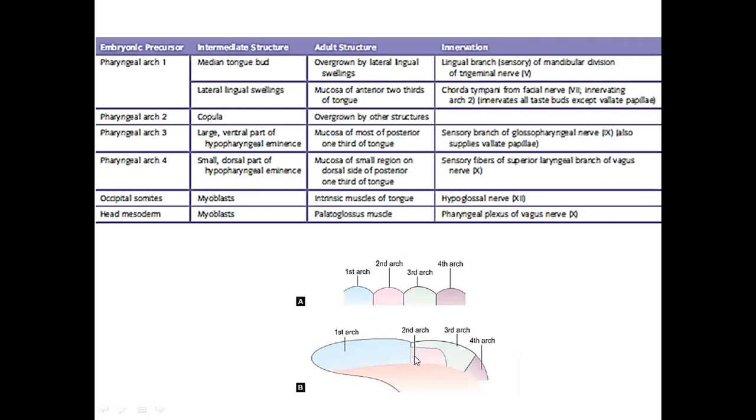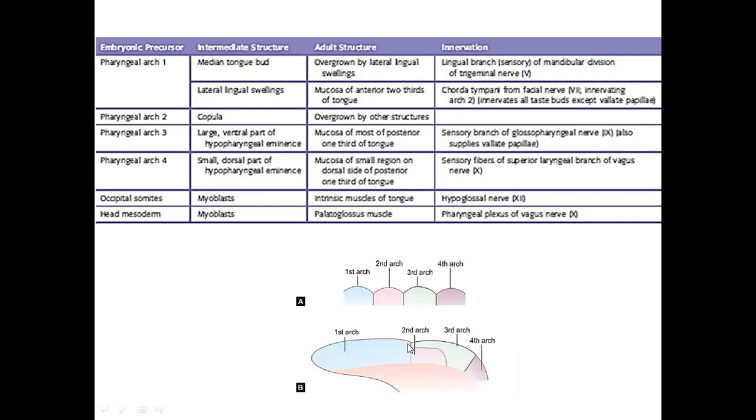Then comes the second arch, which is the copula. The copula is overgrown by the hypobranchial eminence, which is contributed by the third and the fourth arch. So it is not forming any structure in the adult tongue. Then for pharyngeal arch 3, the large ventral part is known as the hypobranchial eminence. It is mainly contributed by the third and the fourth arch, with its cranial and caudal parts. The cranial part of the hypobranchial eminence contributes to the posterior one-third of the tongue.